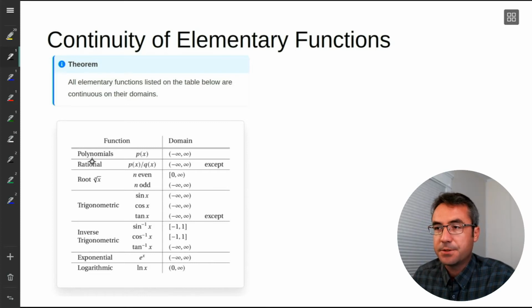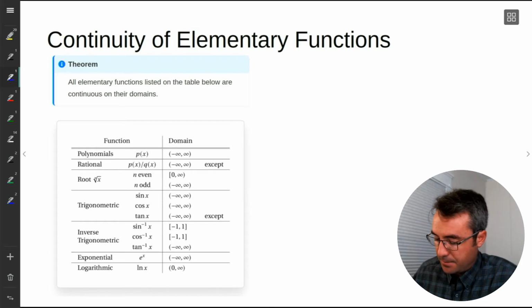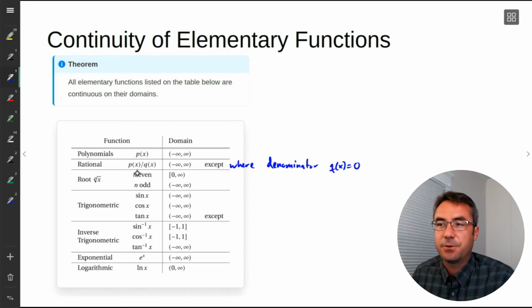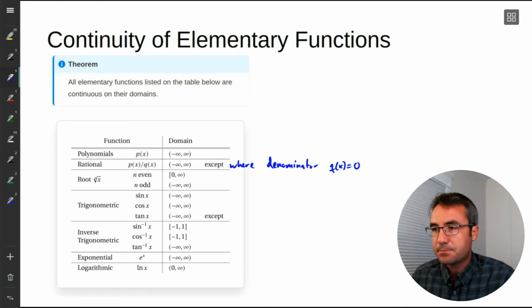So for instance, polynomials, we know they're always defined, so they're defined for all real numbers. Rational functions, which is a polynomial divided by a polynomial, they're also defined for all real numbers with one exception, and that exception is where the denominator is equal to 0. So we can't have division by 0. So rational functions, for the most part, they're continuous, except where their denominator is 0. So that's one thing to keep in mind.